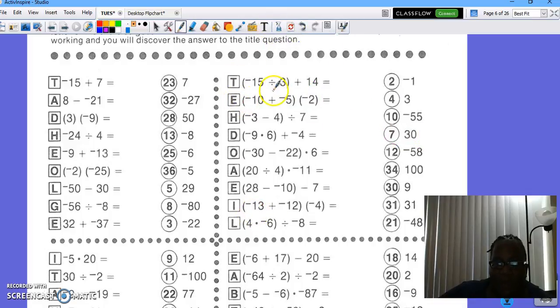Okay, let me do H. Subtraction. Remember, do what's in the parentheses first. So I'm going to change it to addition. Change the sign of the second digit. Follow addition rules. Negative plus negative I know is a negative. Just add 4, 5, 6, 7. Right? Bring in the rest of the problem. So now I have -7 divided by 7. Negative divided by a positive. I know it's negative. And 7 will go into 7 one time. So my answer here, -1.